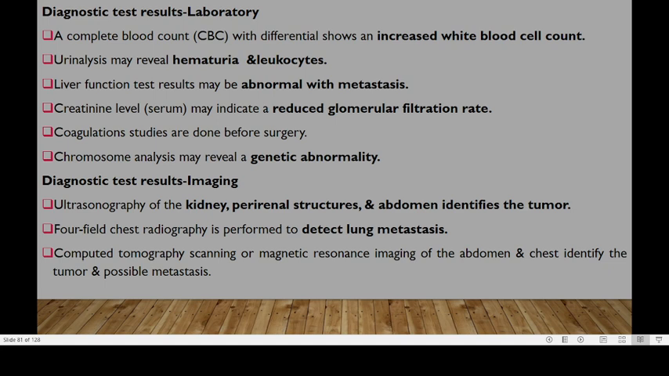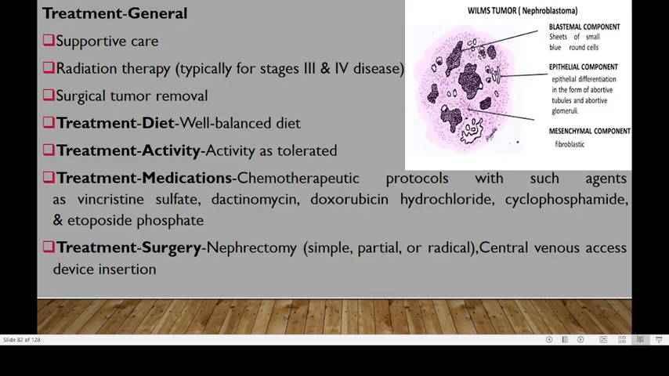In terms of diagnostic imaging, ultrasonography of the kidney, perirenal structures, and the abdomen identifies the tumor. The four-field chest radiography is performed to detect lung metastasis. Computed tomography scanning or magnetic resonance imaging of the abdomen and chest identify the tumor and possible metastasis.